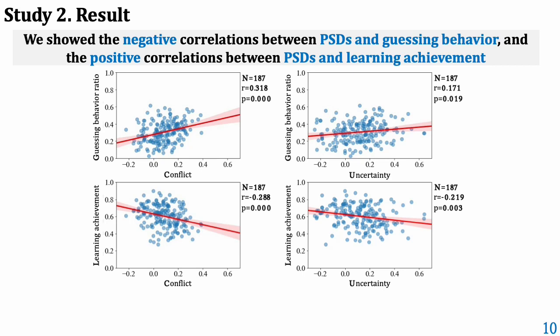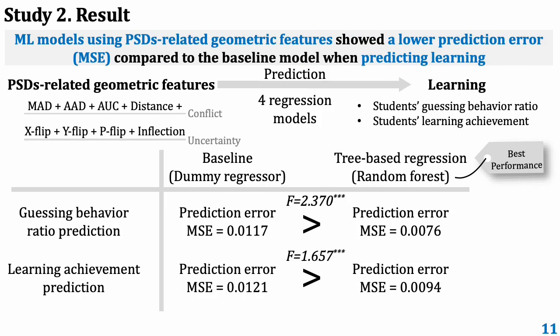Previous studies have proposed the relationship between students' psychological states and learning, such as frustration and guessing behavior. This study extends the results of the previous studies by showing how conflict and uncertainty in problem solving are associated with learning. Secondly, we conducted an ML analysis.